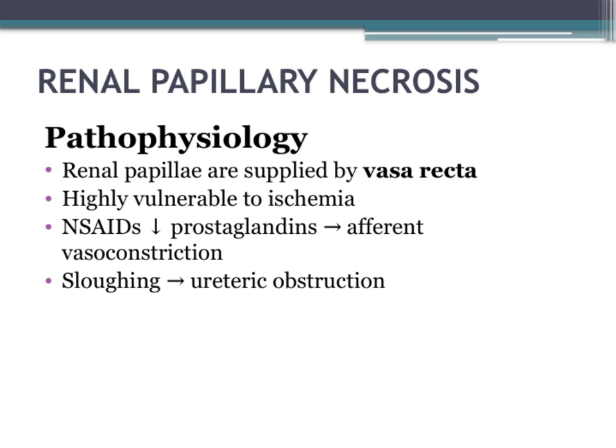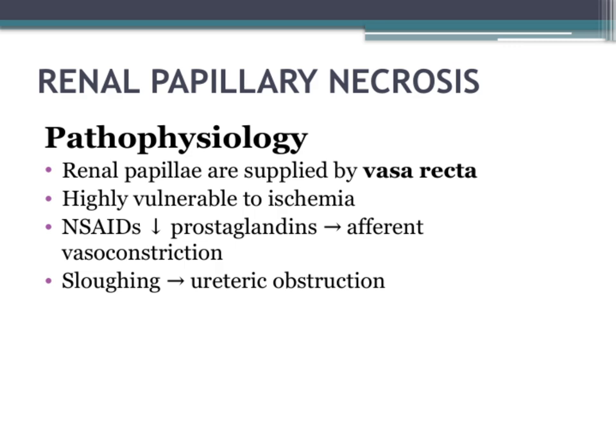The renal papillae, which are the tips of the renal pyramids, are supplied by tiny blood vessels called vasa recta. Because of their specific blood supply, these areas are highly vulnerable to ischemia, or reduced blood flow. Now, when NSAIDs are used, they inhibit the production of prostaglandins, which are important for maintaining adequate blood flow to the kidneys. This decrease in prostaglandins causes afferent vasoconstriction, meaning the blood vessels leading into the glomeruli constrict, reducing blood supply further. This compromised blood flow can lead to tissue damage or necrosis at the papillae.